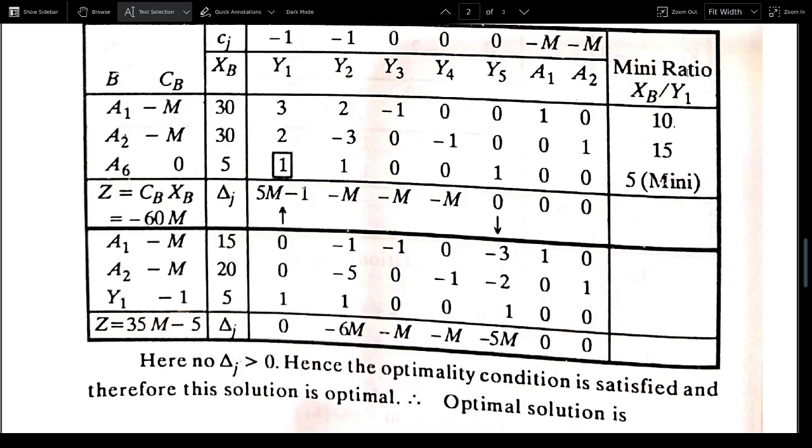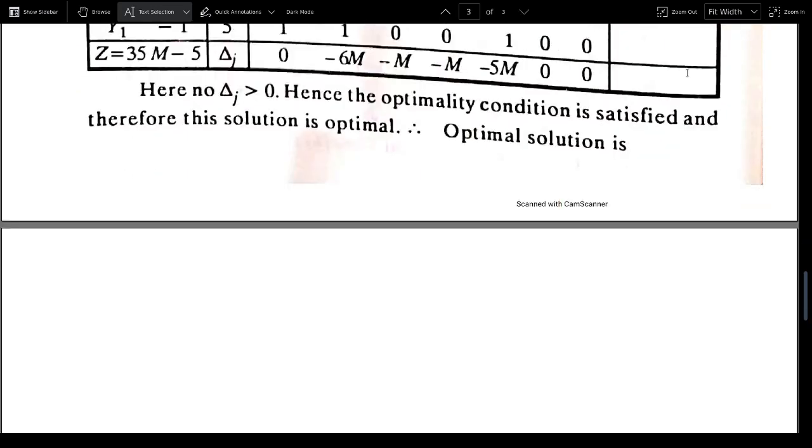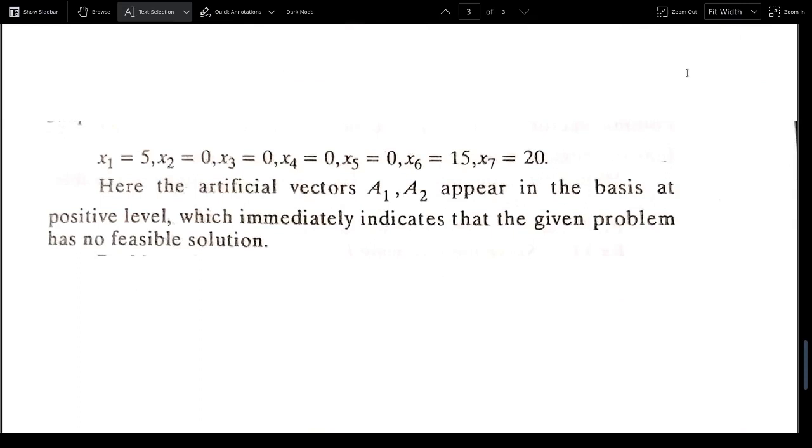So in the Big M method, what we know is, if an artificial variable is present in the basis, then this gives us no feasible solution. When all delta J are less than or equal to 0 and an artificial variable is present in the basis, then this gives us no feasible solution. So this is the problem of no feasible solution.